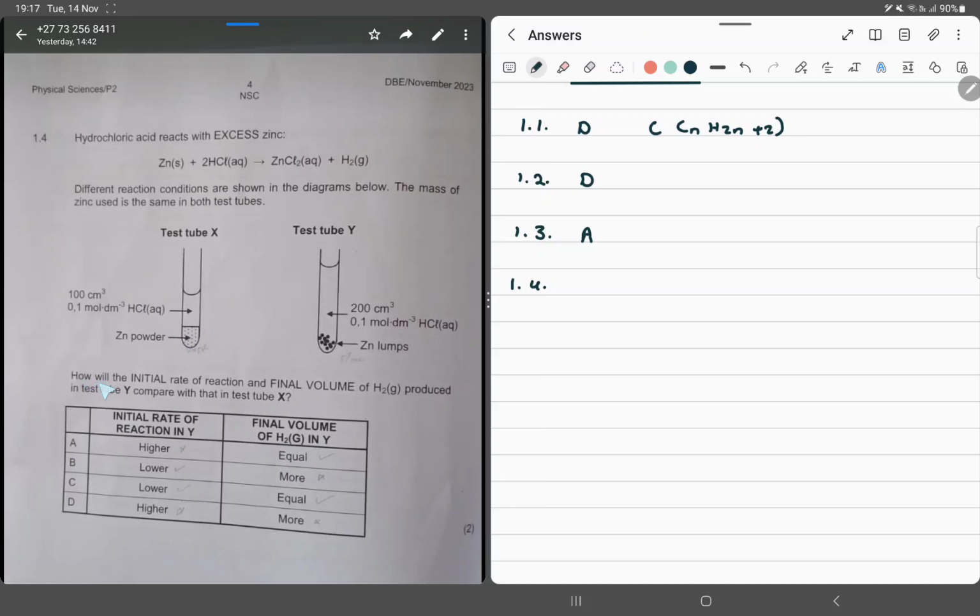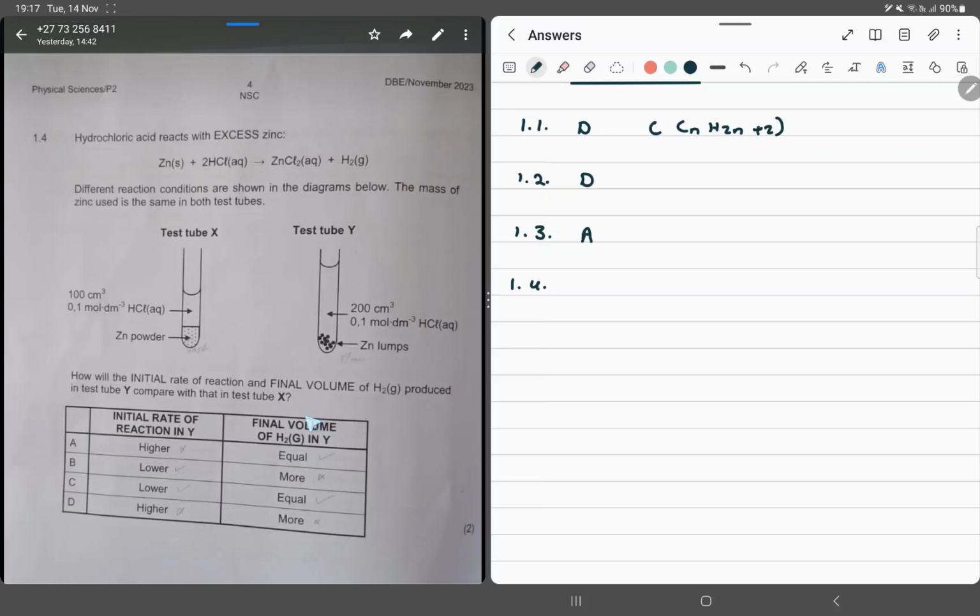So the question says now, how will the initial rate of reaction and final volume of hydrogen gas produced in test tube Y compare with that in test tube X? Obviously in test tube X the reaction rate is faster, so that means the reaction rate in test tube Y should be lower. So our options are going to be B and C. Anything that says higher is already out. But now what about the final volume?